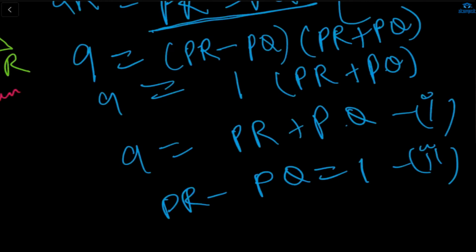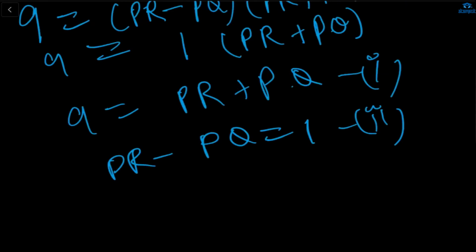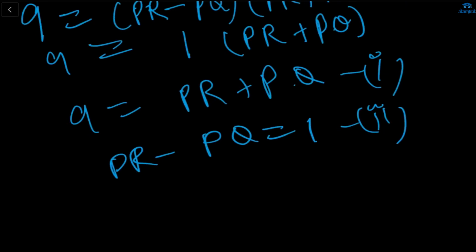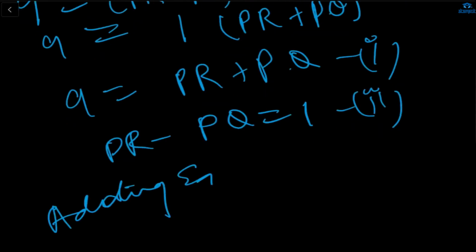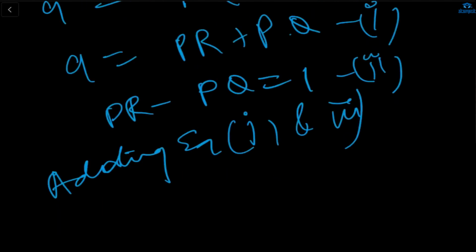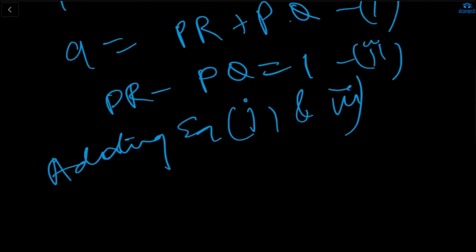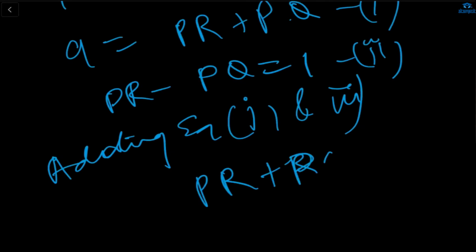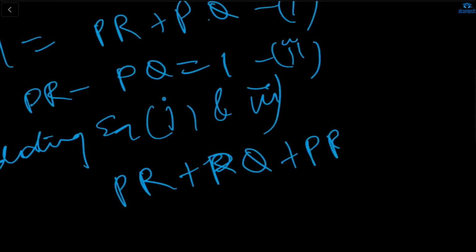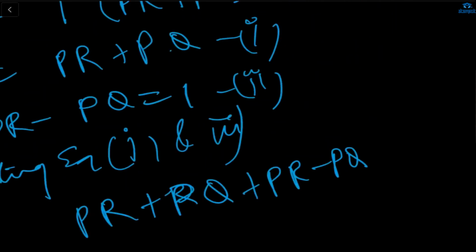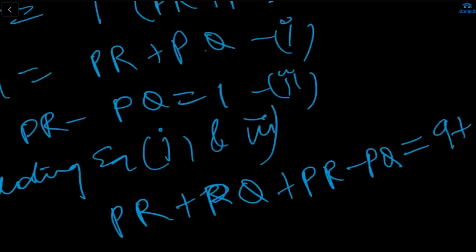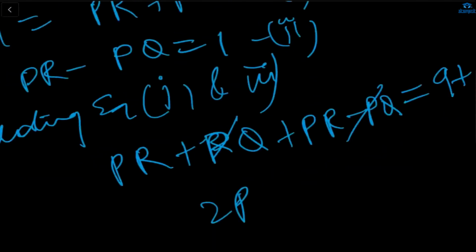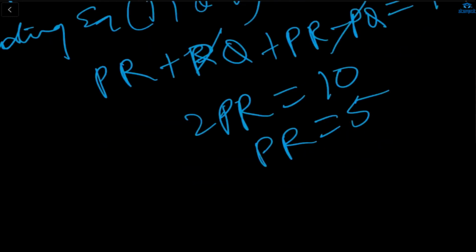And how? See, if you add both the equations, then PQ will be cancelled. One is minus, one is plus. So adding equation 1 and 2, I am writing here clearly: PR plus PQ plus PR minus PQ is equal to 9 plus 1. So PQ will be cancelled. 2 PR is equal to 10. So PR will be what? 5. Yes or no? PR value is 5 centimeter.